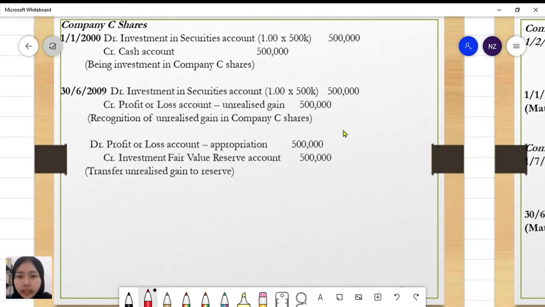Then, as we know earlier, the difference between the new share price and the old share price is 1 ringgit. So times the quantity of the shares, 500k, we get this here because there is a gain. So debit investment in securities account. And then we want to transfer this gain to reserve, like I said earlier. When the reserve account is increasing, we will credit it 500k as well.